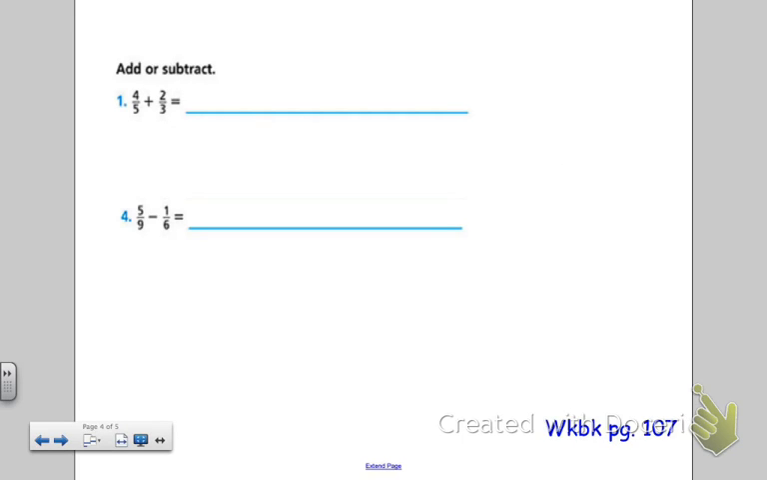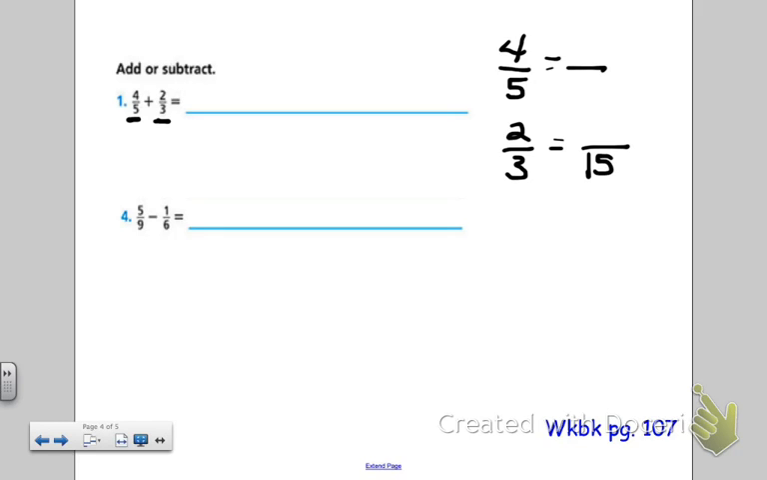So let's do some practice. This is workbook page 107. Here we have 4/5 plus 2/3. So one strategy here might be to maybe just multiply the denominators. So maybe I want to multiply 5 and 3. That would give me 15. So maybe I'll use 15 as my common denominator.